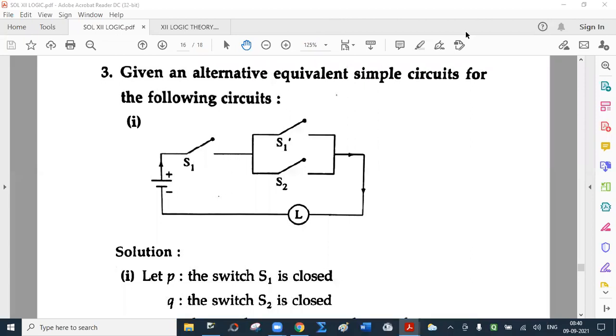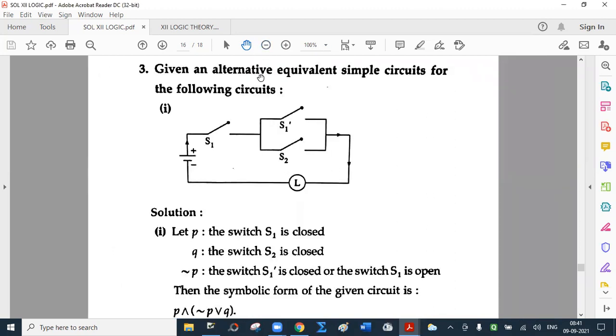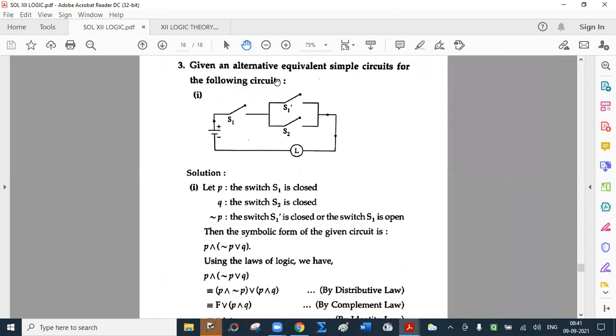Now, again, this is an important type. Sum number 3. Given alternative equivalent simple circuits for the following circuits. Let me explain first. Second and third will be solved here.